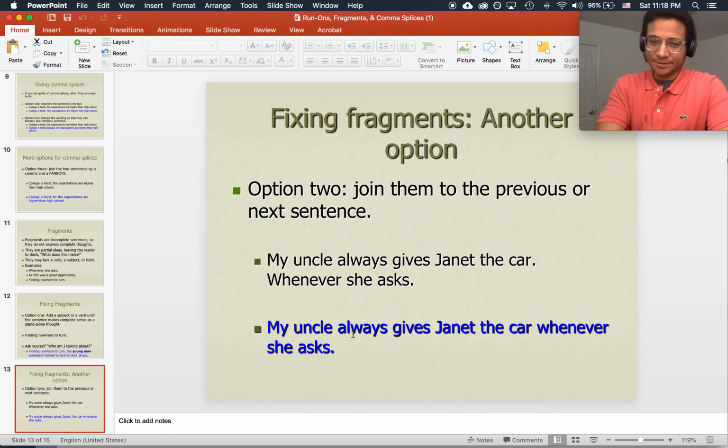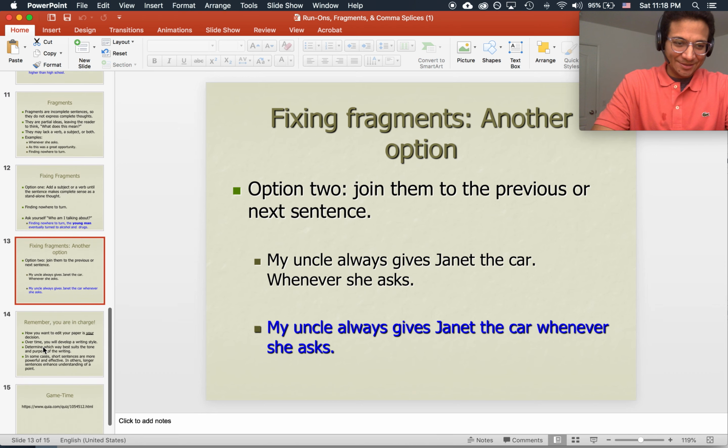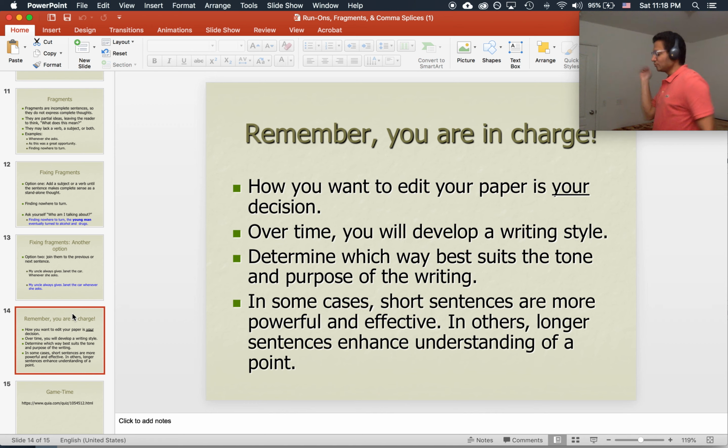You just join the sentences. Look, my uncle always gives Janet the car. That's an independent clause. That's good. Whenever she asks, what? That's the fragment there. Whenever she asks, yes. You're left with a cliffhanger effect. But you can just combine them. Like, my uncle always gives Janet the car whenever she asks. Now it's all good. Essentially, guys, these are all tools that I threw your way. It's just a color palette. It's up to you stylistically what you choose. It goes down to your writing style. But I just want to present you with these tools.